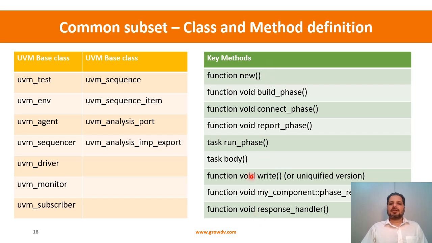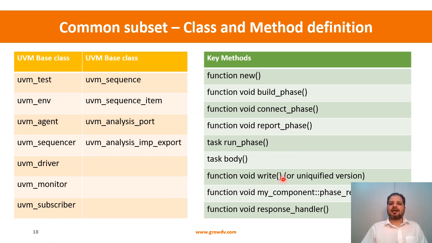And then there are a bunch of methods that are important. New, of course you guys are already aware, is the constructor. Then the set of phases: you have build phase, connect phase, report phase, right? Build phase is where we construct all components and connect them through the TLM ports. Report phase is where we report what the test has done. And run phase is where we run all the concurrent threads where actual time gets consumed. And then there is a task body which belongs to sequence, where we create actual stimulus. Whatever we create in the body of the sequence gets processed in the run phase of these components.